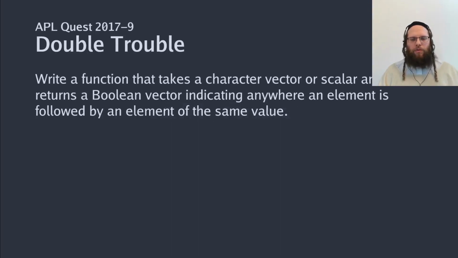We're going to find the locations of characters in a given text where those characters are followed by an identical character immediately to their right. We don't want the characters themselves, we don't want the indices, we want a mask that indicates where such pairs begin.